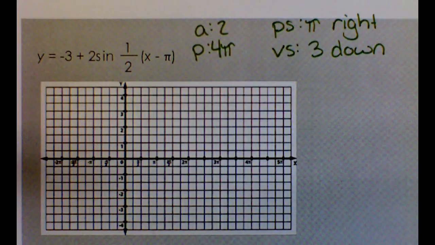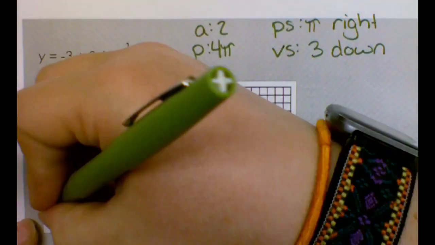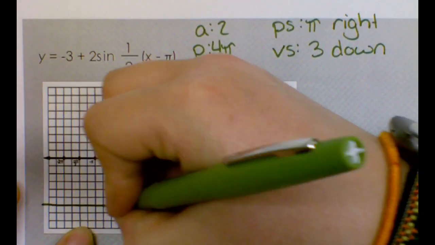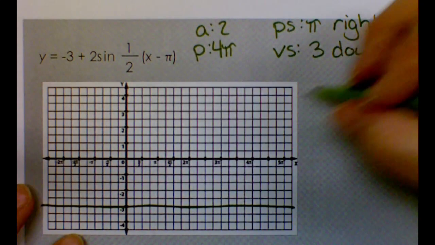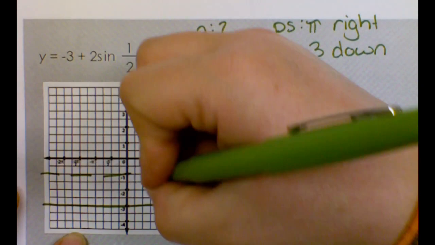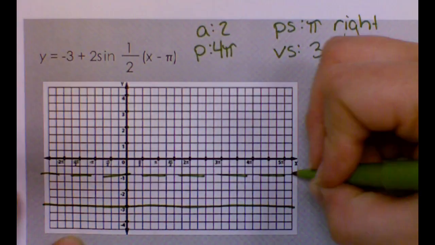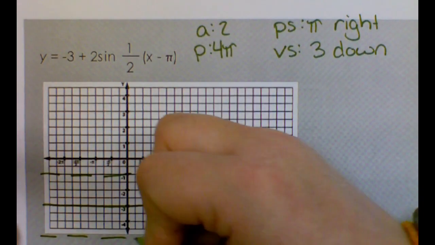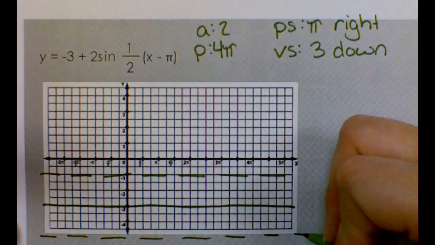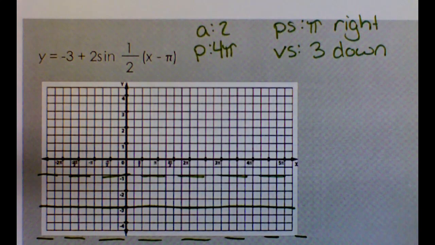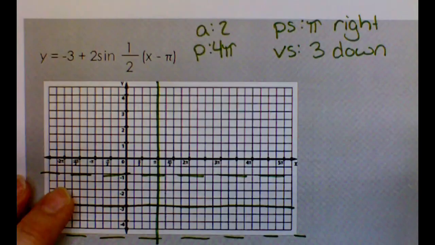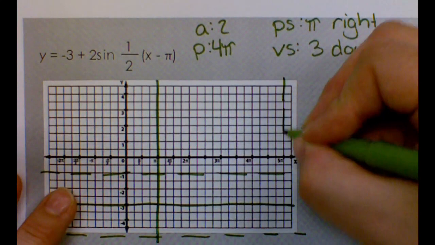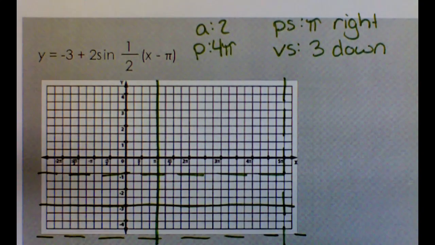All right, I like to start with my vertical shift, 3 down. Amplitude is 2, so my maxes are at -1. My minimums are at -5, which is off my graph, but we'll use our imaginations. I had a phase shift of pi to the right, so my starting point is now pi. My period is 4 pi, so that means I end my first period at 5 pi.